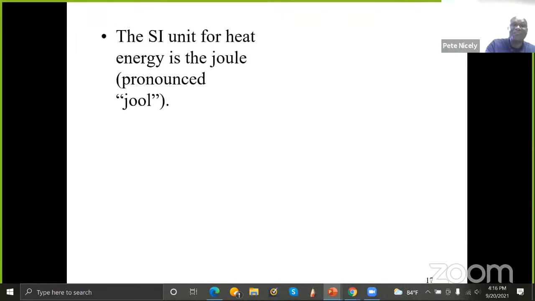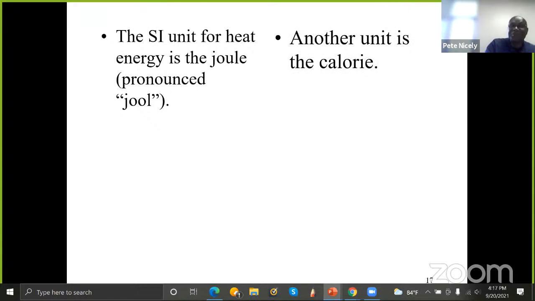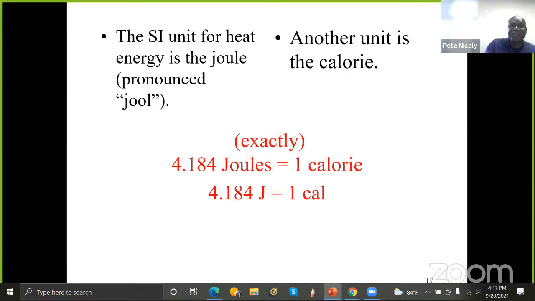The metric unit of heat, or the SI unit, is the joule. There's another unit known as the calorie, which is a non-metric unit. The relationship between these two units is given right here: 4.184 joules is equal to 1 calorie. The definition here comes as a result of certain properties displayed by water, which we'll get into shortly. But this is just to show you the relationship between those two units.